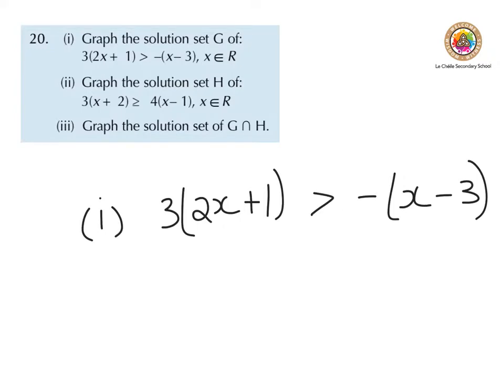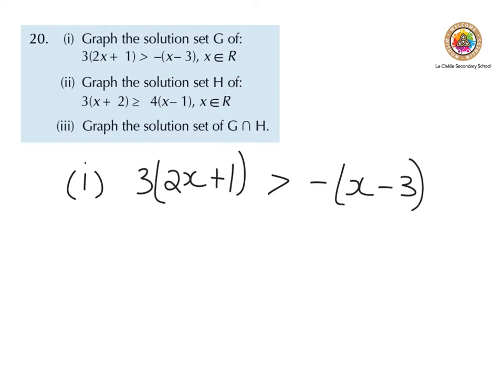Okay, so here in this question, we are asked to graph the solution set G of 3(2x + 1) > -(x - 3), where x is an element of the real number line. Doing this first part, I can see I have 3 outside the bracket, so 3 times 2x is 6x, 3 times plus 1 is plus 3, which is greater than minus times x is minus x, and minus times minus 3 is plus 3.